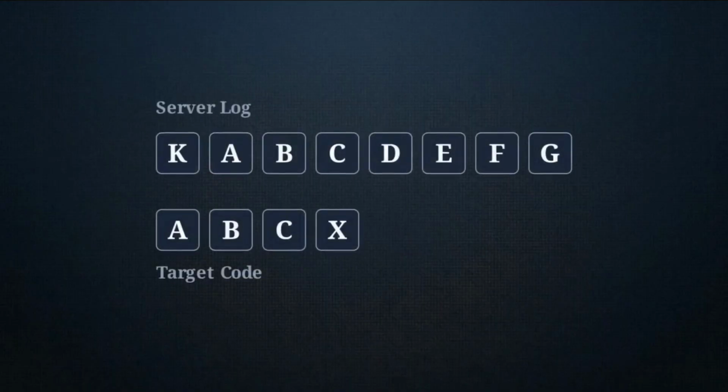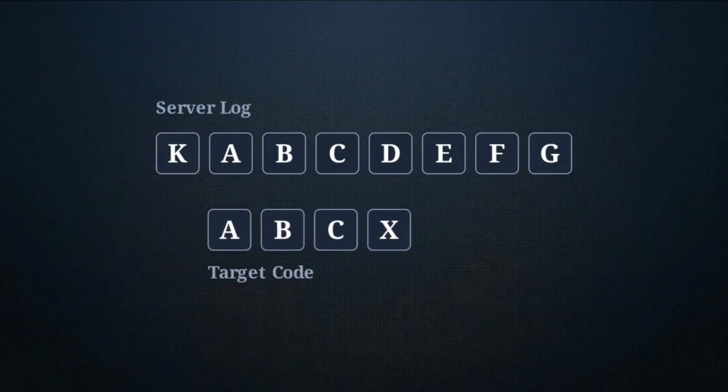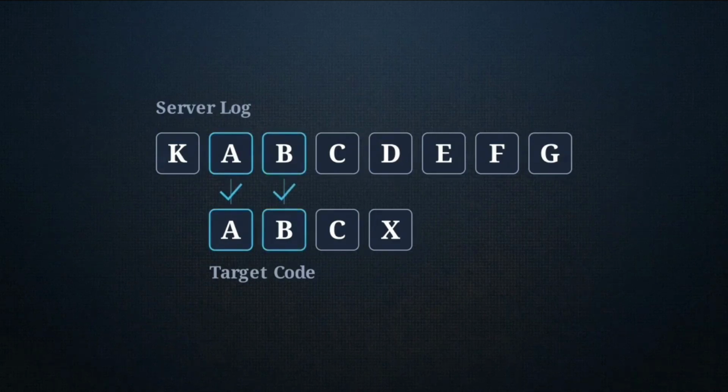The computer takes the first letter of the log and checks if it matches the first letter of our target code. If it doesn't, it moves to the second letter. The trouble starts when things look promising. The computer reads the first 3 characters and they match perfectly. But then, on the 4th character, it hits a wrong letter.